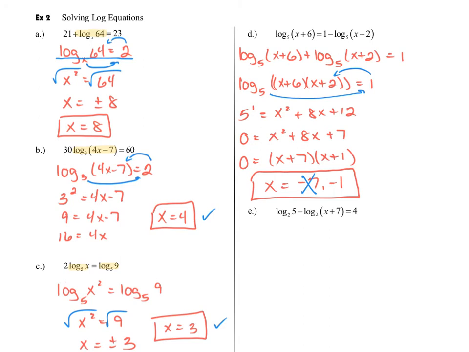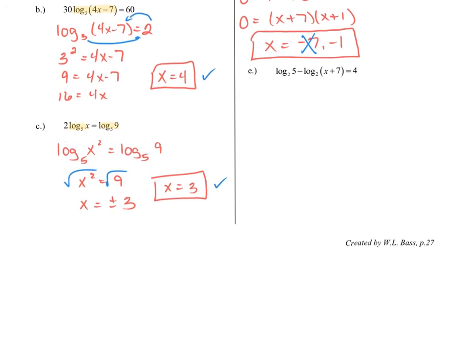One more example on this page. This one I don't really have to do any moving around, but I do need to condense these two logs. Notice that yes, the bases match. That is a crucial element. So those bases match, we're going to condense these. This time my logs are being subtracted. So when I condense this, I'm going to write this as a log base 2 of 5 divided by x plus 7 equals 4.